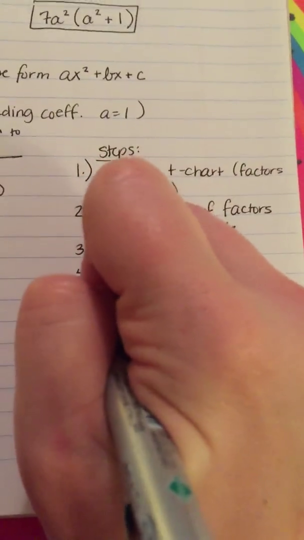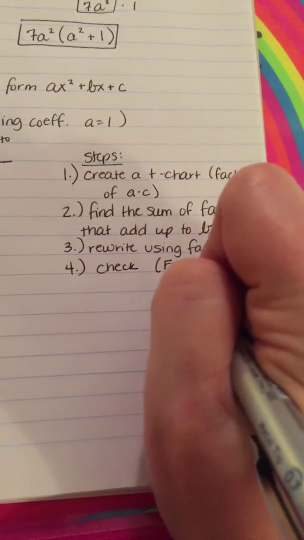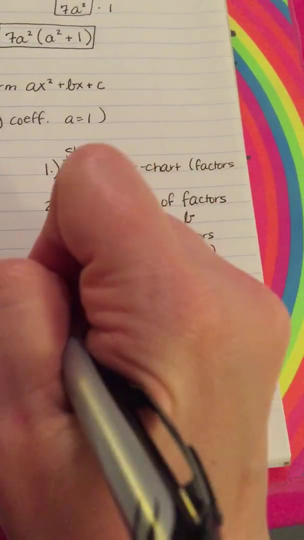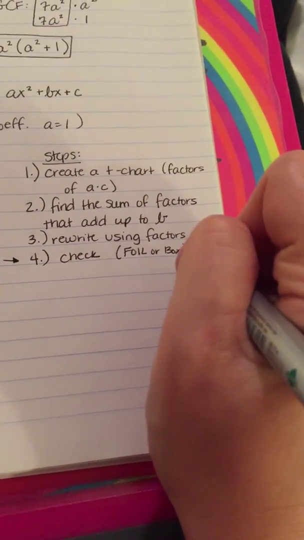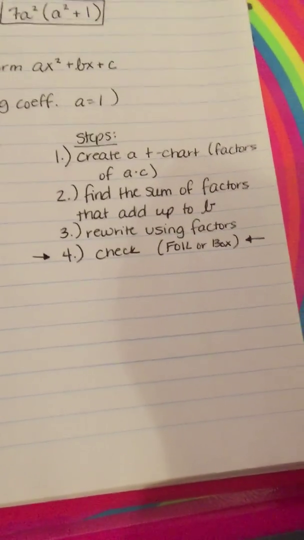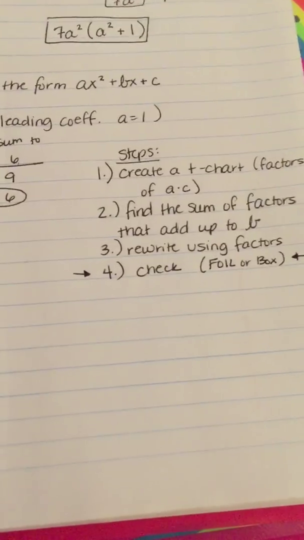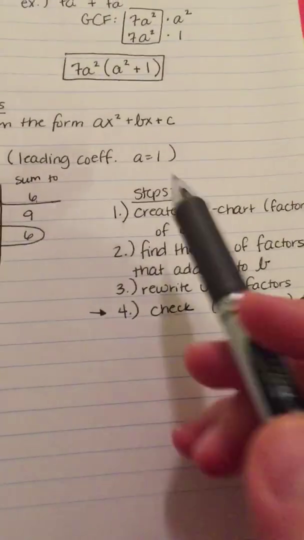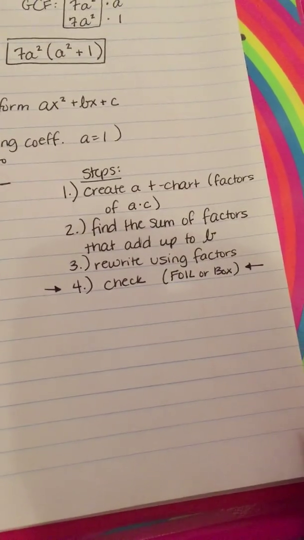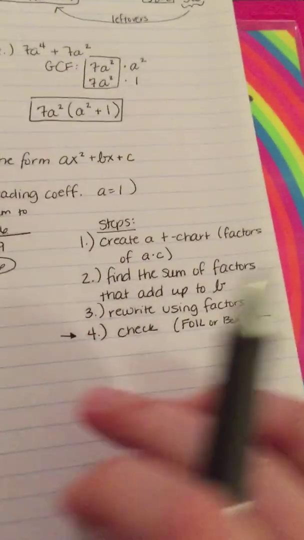And then finally, I need to check my work. I'm going to either FOIL or box. I cannot stress to you enough how absolutely important this last step is. It does not take you long, but it will make the difference between whether your problem is right or wrong. As we get into larger trinomials, meaning when you have a leading coefficient larger than 1, it is super important to go back and check your work, because I guarantee it's going to happen to you and you're going to end up getting something wrong.